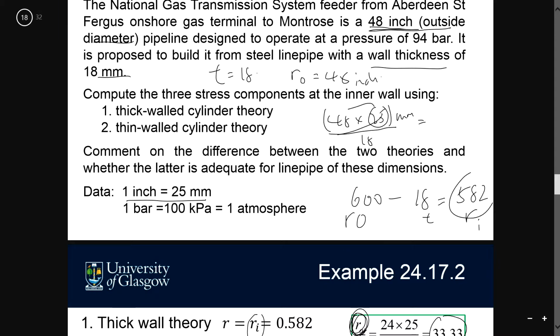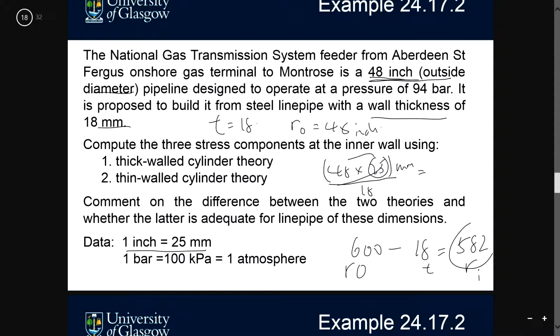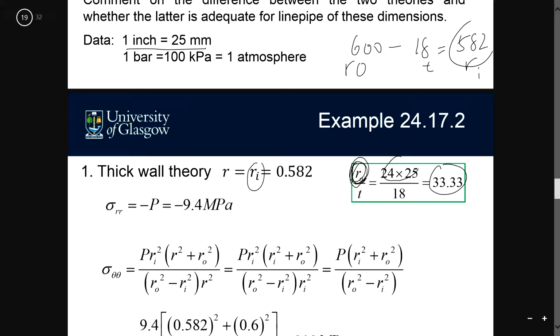So far so good. We have been talking about 48 inch being the diameter. 48 divided by 2 is your radius, which is why they sub in 24 times 25. Anyway, I just want to convey certain stuff. So this is your interior radius, and 600, or 0.6, is your exterior radius.